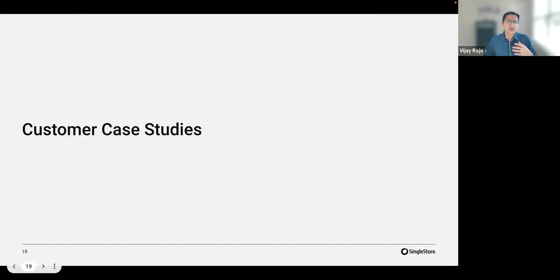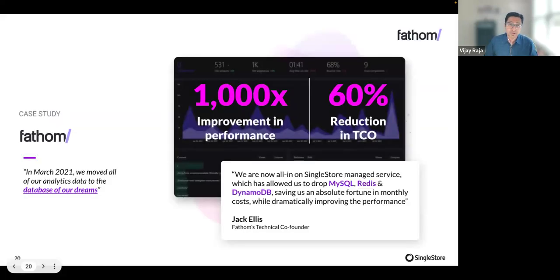Now, moving from MySQL is a very common use case for us. We have probably 50 plus, or close to 100 plus customers who have moved from MySQL. So it's a very common theme that we see. So one of the first case studies I want to talk about is a company called Fathom Analytics. Fathom is building the world's fastest website analytics platform that offers an alternative to Google Analytics.